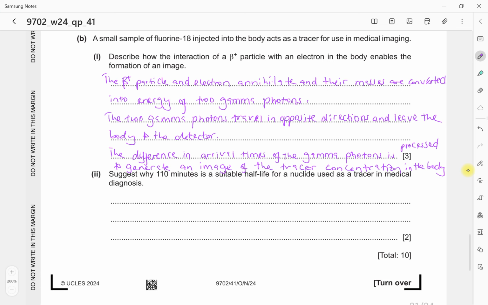Suggest why 110 minutes is a suitable half-life for a nuclide used for a tracer. Well, it's not too short, so it can allow the diagnosis to take place, but it's also not too long, so it can easily be removed from the body. It doesn't take long in the body, because 110 minutes is not really a very long time.